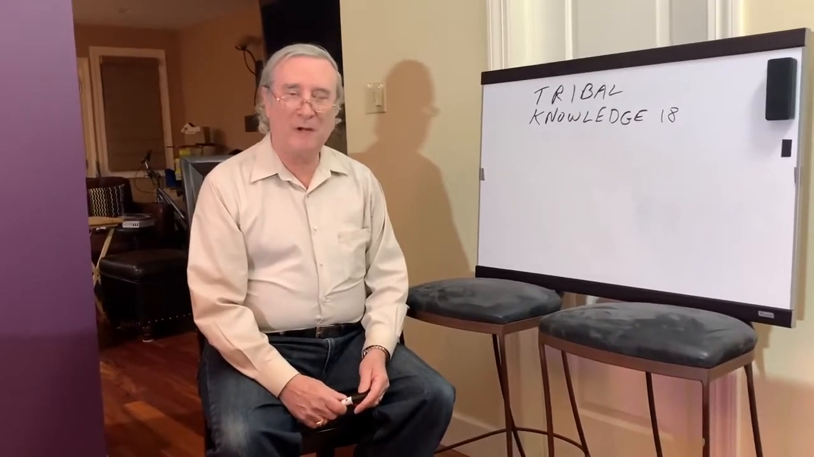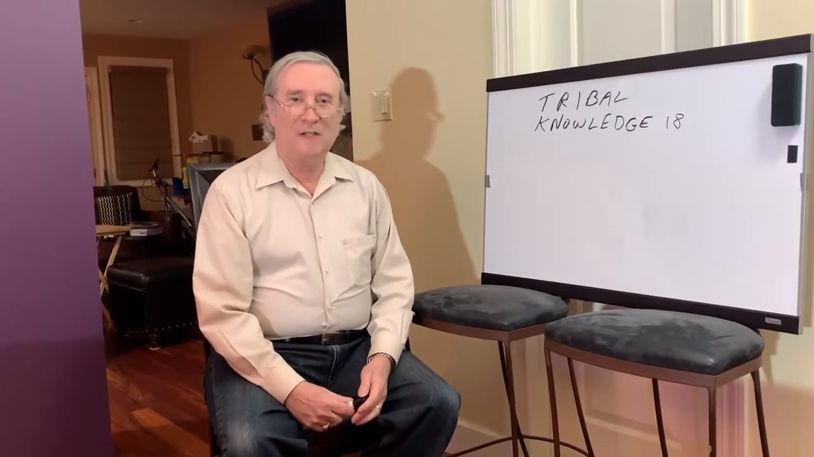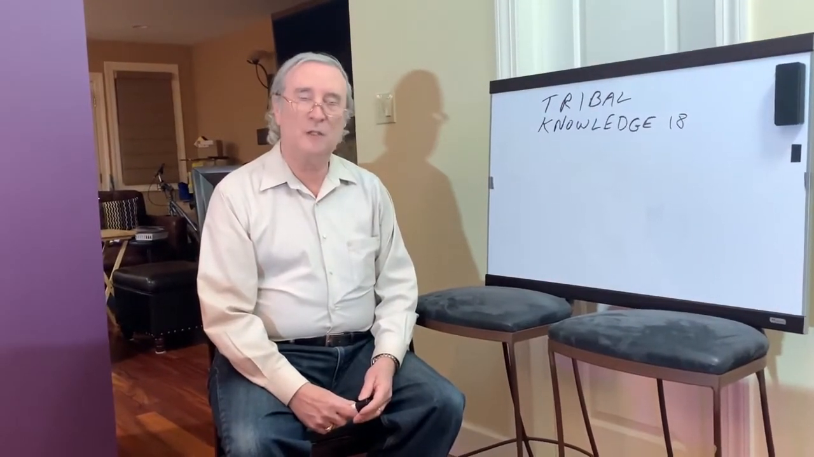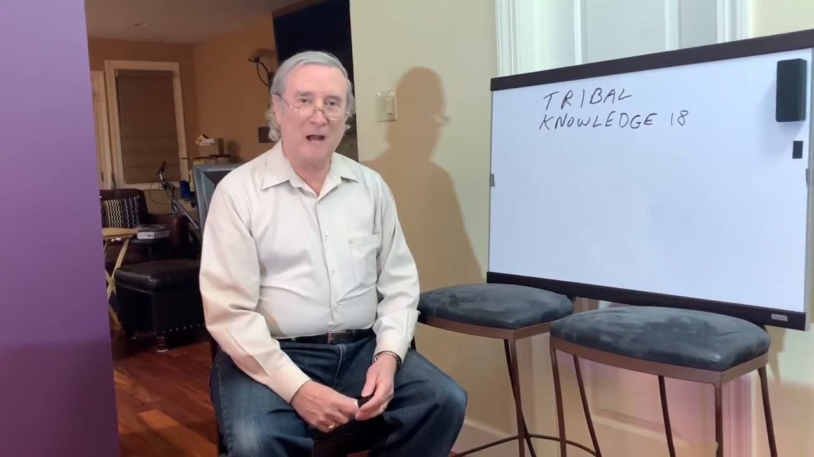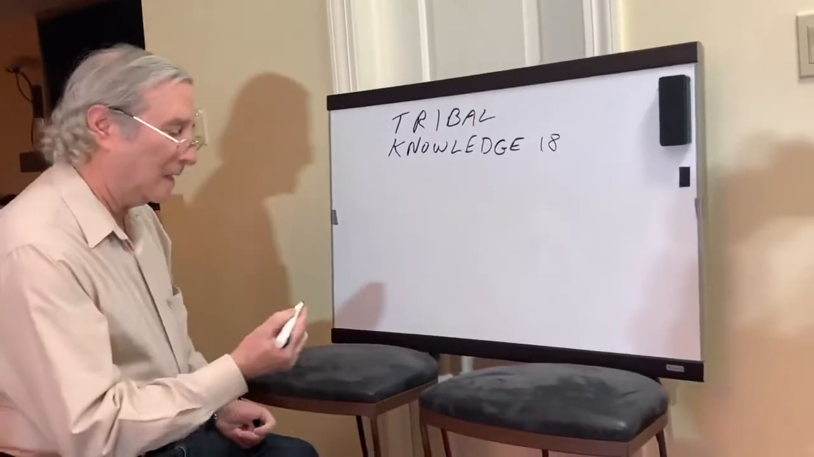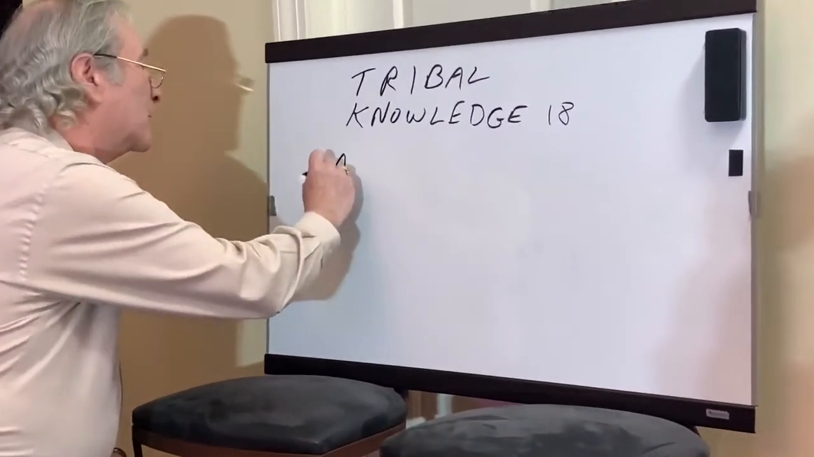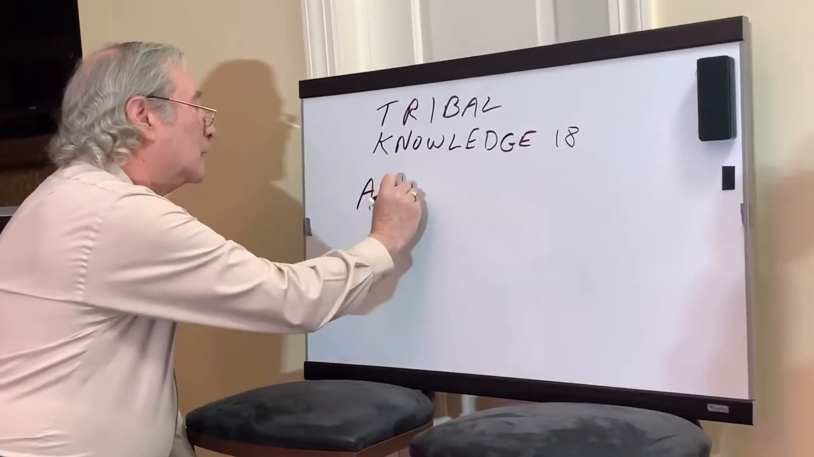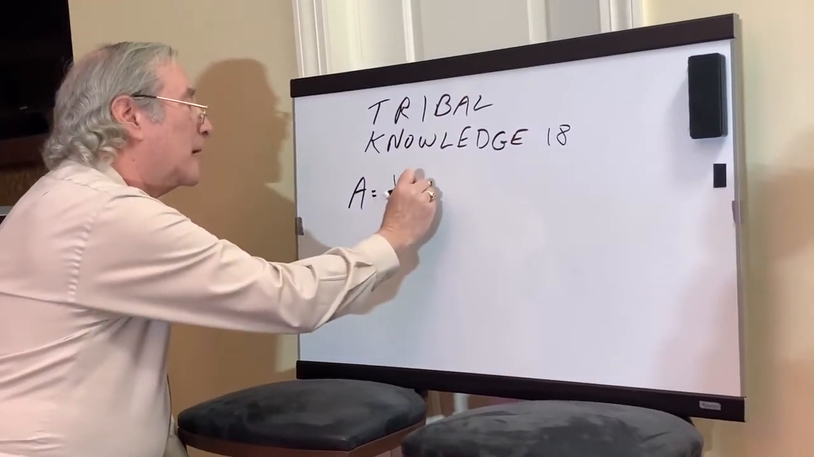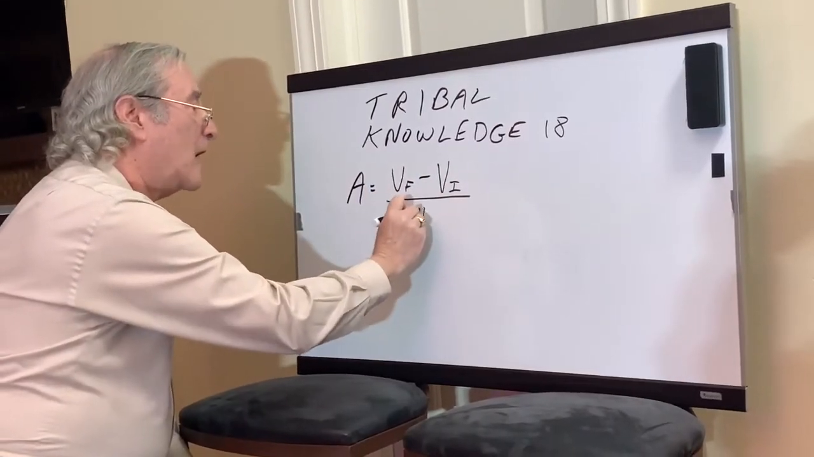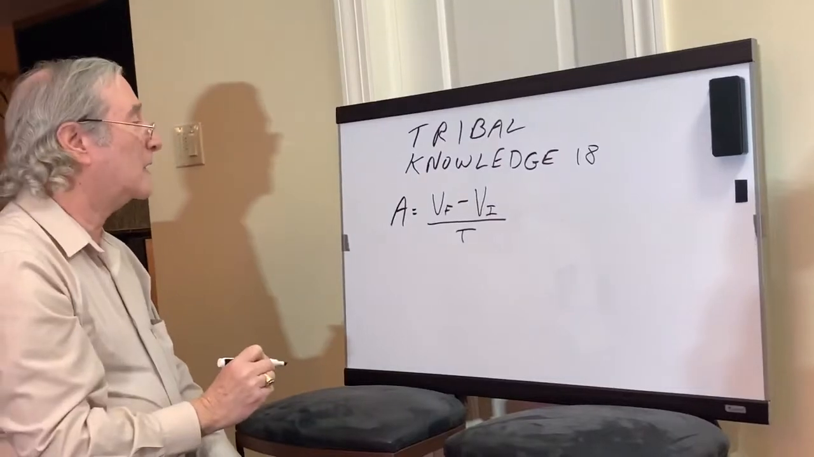Today we're going to talk about some very basic physics formulas and laws of physics. One of them is acceleration, how it's related to the force of gravity and G forces, and falling bodies. So let's talk about acceleration first. Acceleration is a change in velocity over time. Acceleration equals your final velocity minus your initial velocity divided by the time it takes to change that velocity.